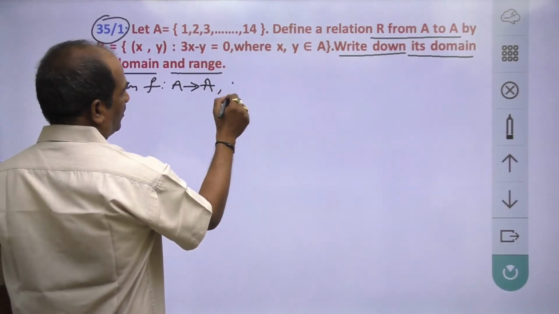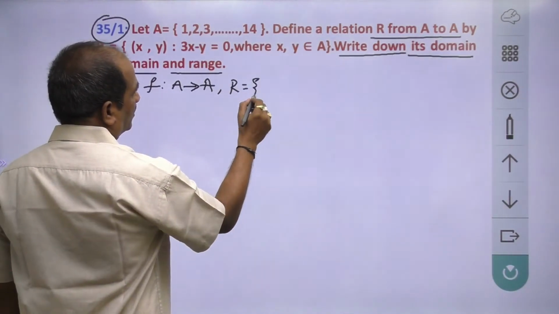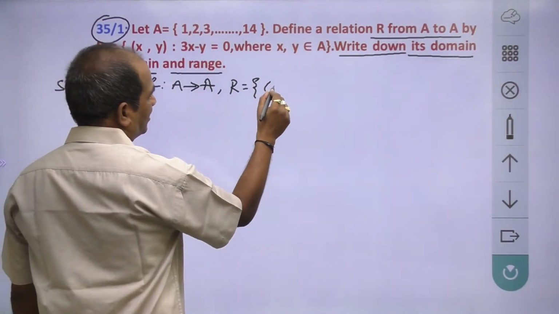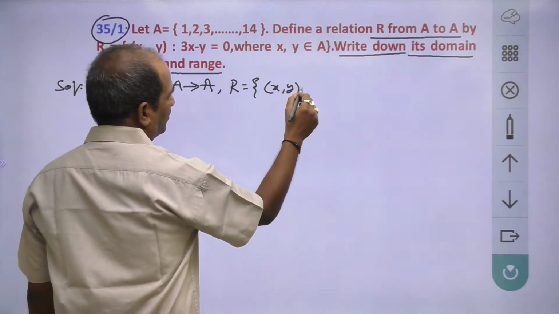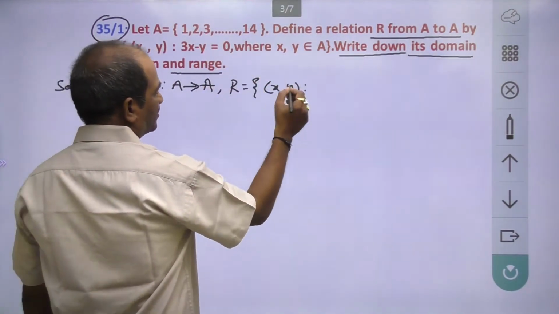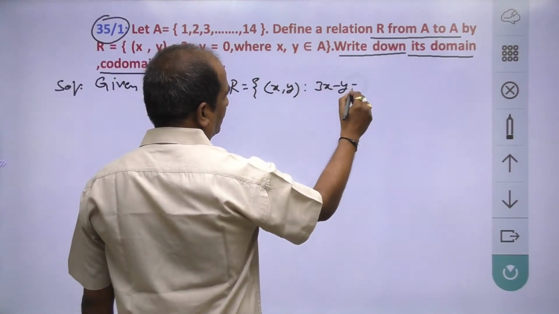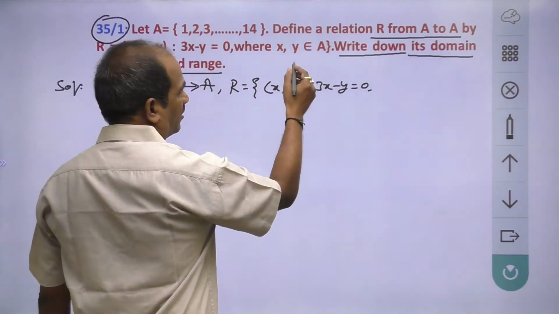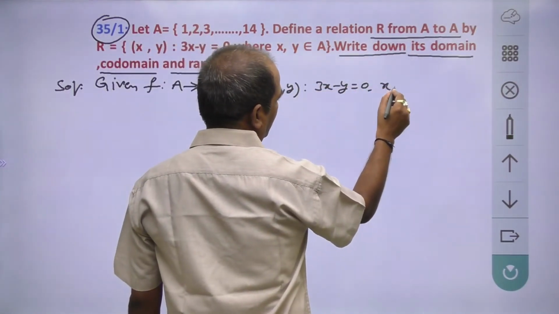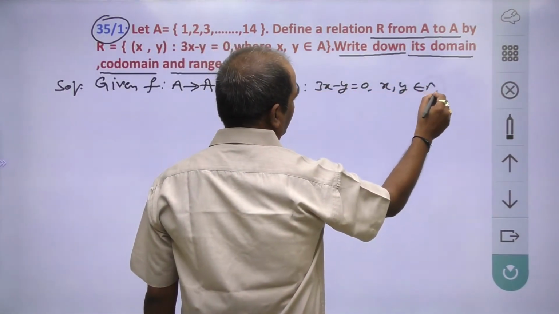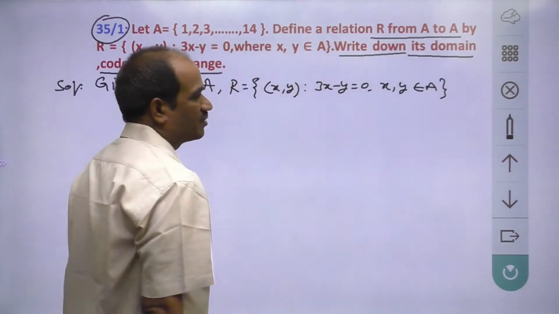Right, next one, R value. Here R is equal to the set of (x, y) such that 3x minus y is equal to 0, where (x, y) belongs to A. This is the given data.